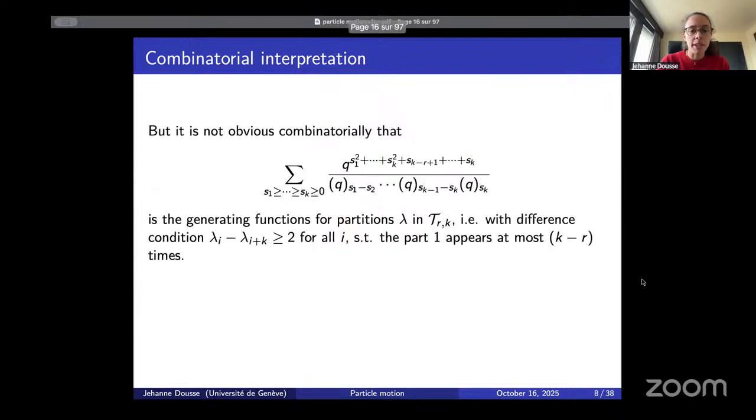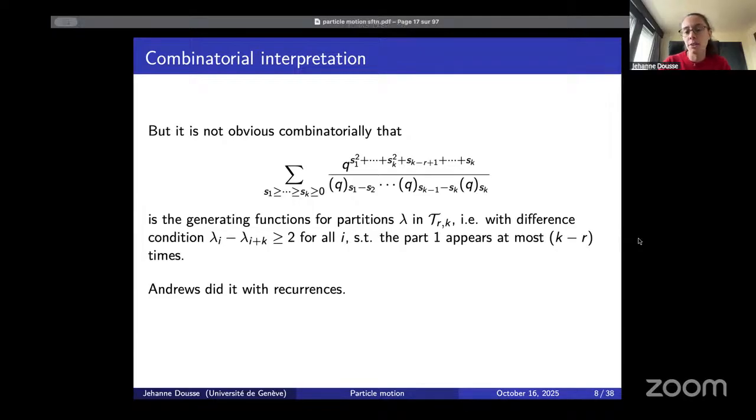Okay, but it is not obvious when you look at this sum that it is the generating function for the partitions in the set TRK defined by Gordon, which was the partitions with difference at least 2 between parts at distance k. And the whole point of what I will explain today, so this bijection with particle motions, is actually to see that the sum side of the Andrews-Gordon identities is indeed the generating function for the set TRK.